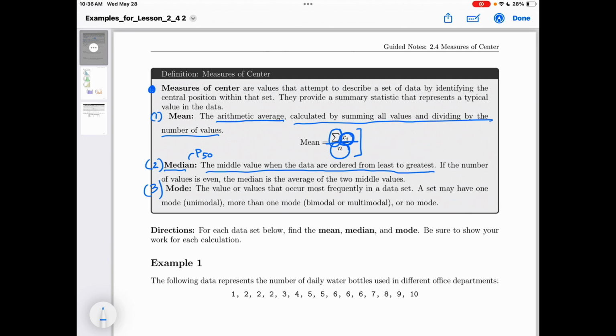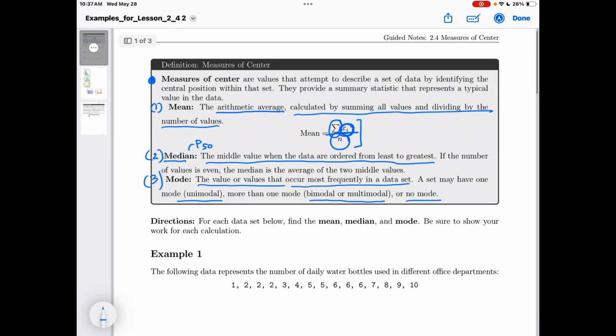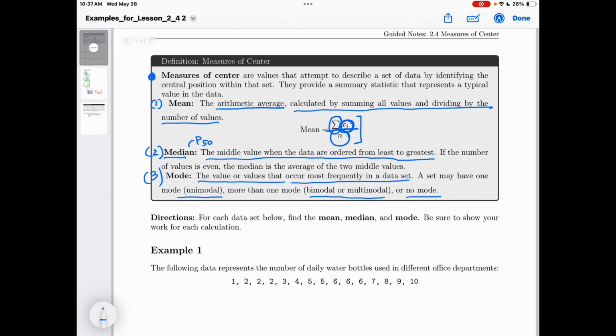The last measure of center, or average, that we're going to talk about in this class is called the mode. It is the value or values that occur most frequently in a data set. You could have one mode, you could have more than one mode, or you could have no mode. Typically, we have one mode, but the special cases are when you have no mode or multiple modes.